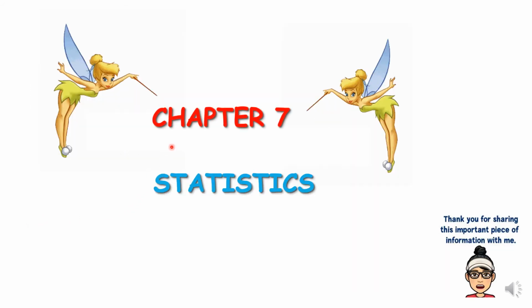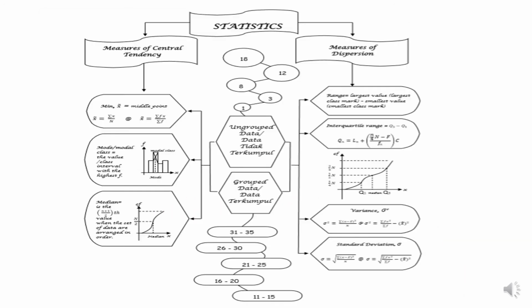Chapter 7, Statistics. For statistics, there will be two types of data. One is ungrouped data. The second one is grouped data.